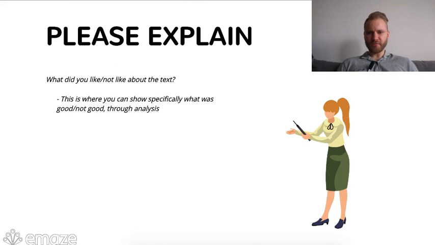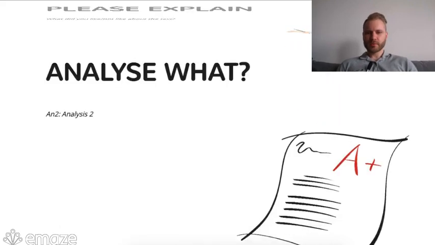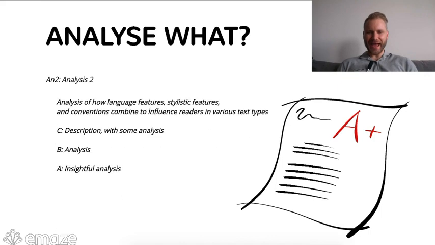So at this point, you've made it clear what you liked or what you didn't like about the text, about the film. But this is the point where you can show specifically what was good about it, what you liked about it, or what you didn't like about it through your analysis. Okay? So, what are we analyzing?